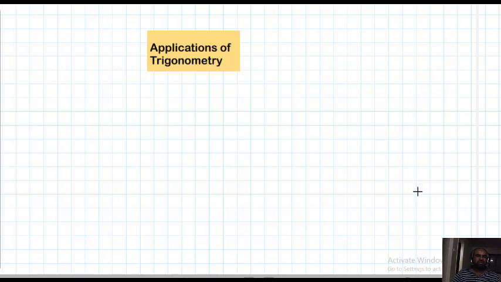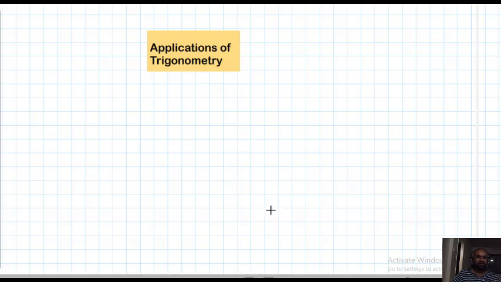Okay students, this is another part of trigonometry, another chapter in trigonometry called application of trigonometry. By using trigonometry, you can find the heights of mountains and trees without actually measuring them. I will explain how to find the heights of trees and mountains by using basic trigonometrical ratios.